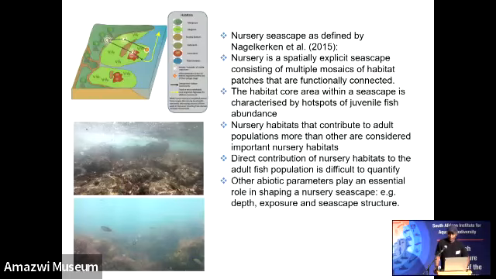It's not only the habitat forming species that define the seascape, but it's also defined by other abiotic parameters that play an essential role in shaping a nursery seascape. Those include depth, exposure, which is wave exposure, and seascape structure.